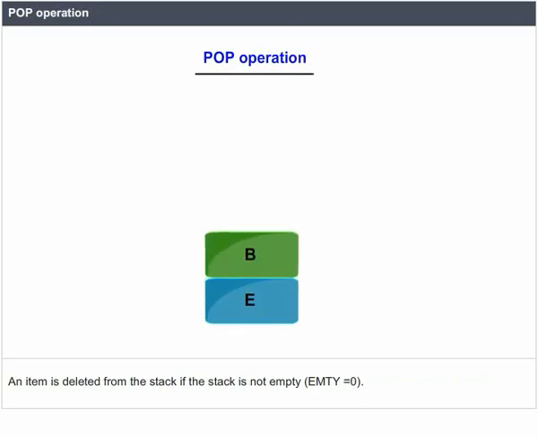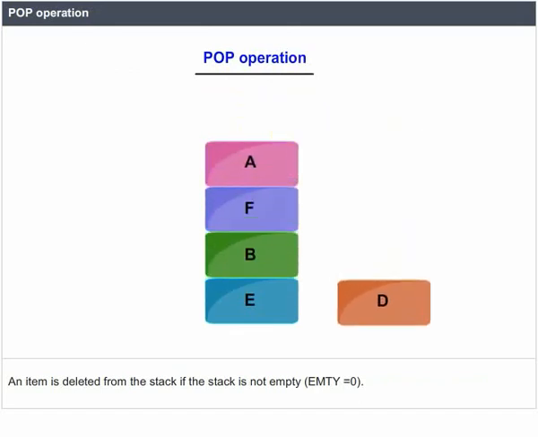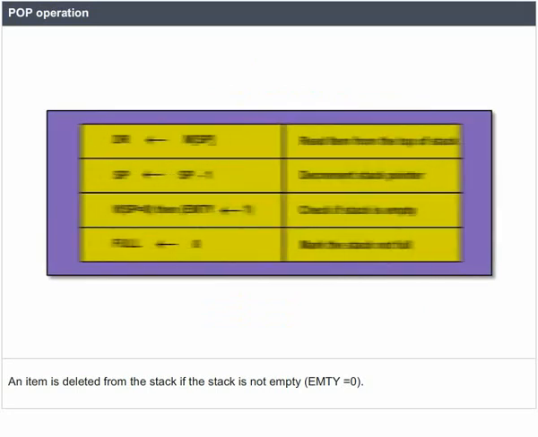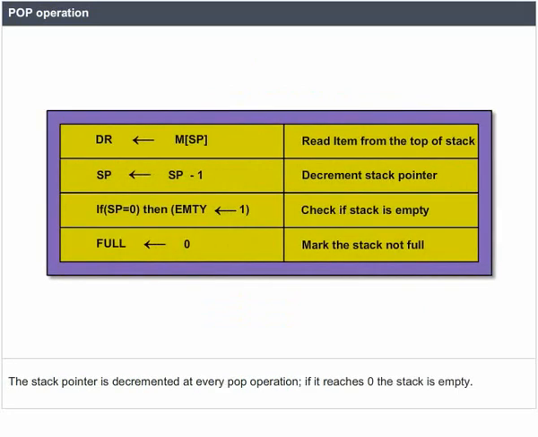Pop operation. An item is deleted from the stack if the stack is not empty, that is, empty equals 0. The stack pointer is decremented at every pop operation. If it reaches 0, the stack is empty.